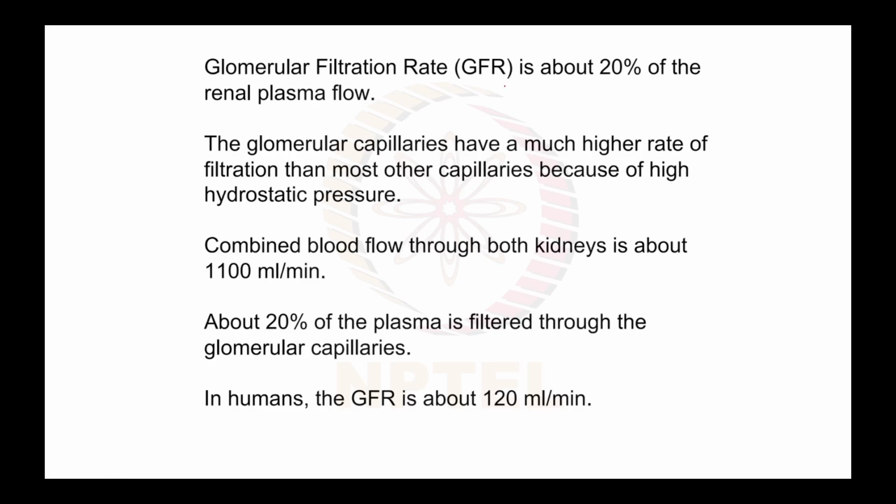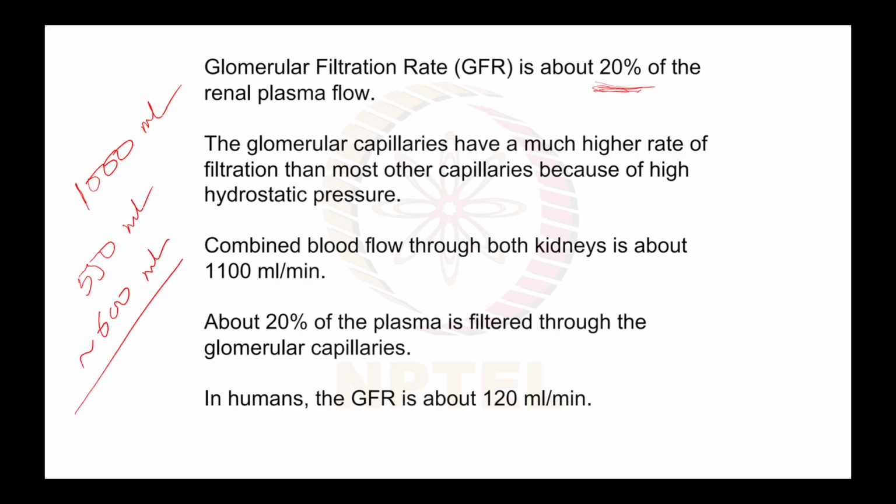The glomerular filtration rate is about 20% of the renal plasma flow. So what is renal plasma? If I say 1000 ml of blood is flowing, the renal plasma amount will be about 550 ml, or you can say approximately 600 ml of that will be plasma.